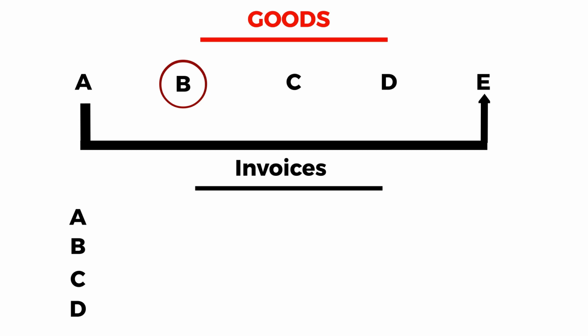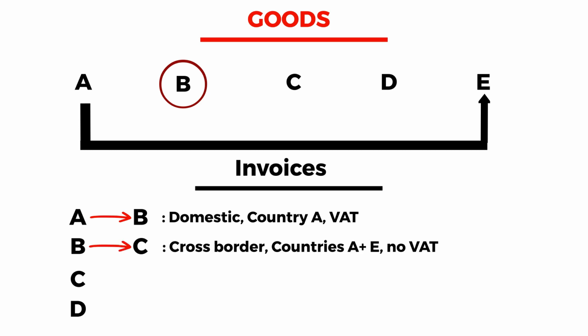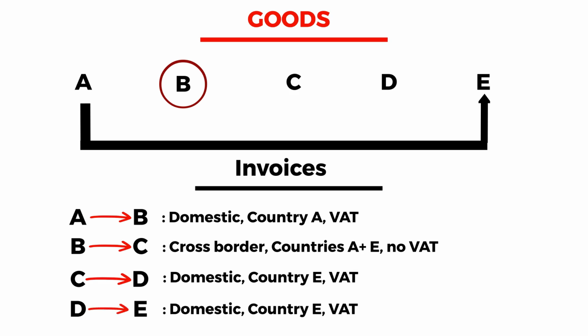Then the first supply from A to B is a domestic supply: A sells to B in country A with VAT. The next supply is a zero-rated cross-border supply organized by B with his VAT number in country A and the VAT number of C in country E. Supplier C then makes a domestic supply to D in country E with VAT, and D makes a domestic supply to the final customer E in country E with VAT.